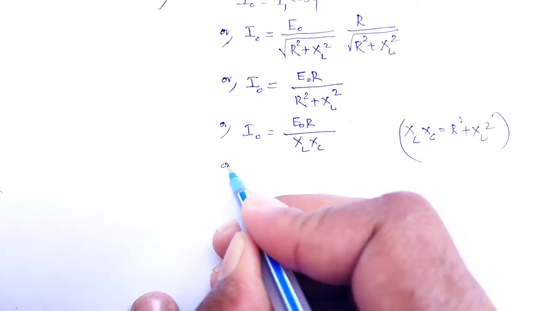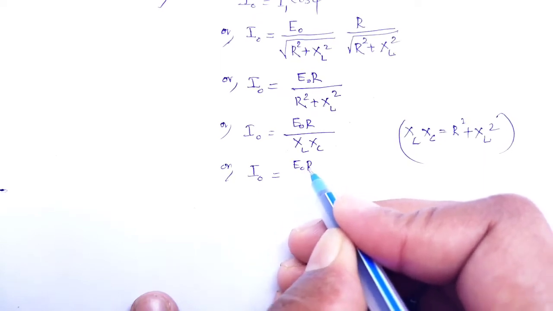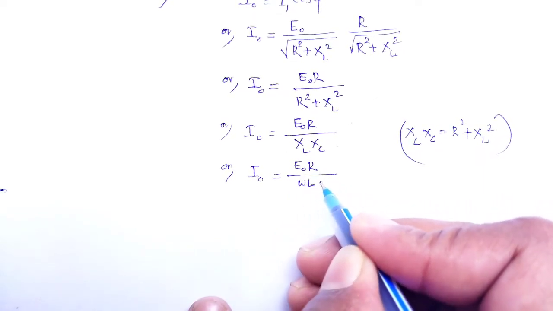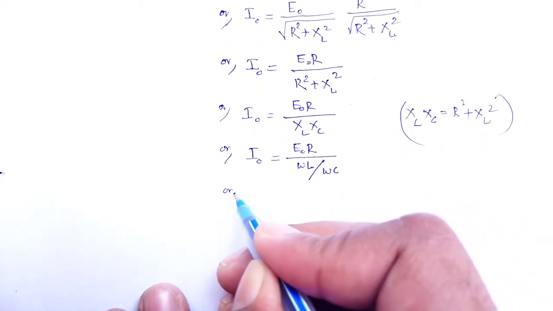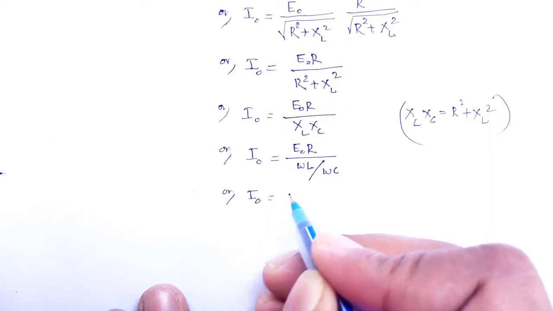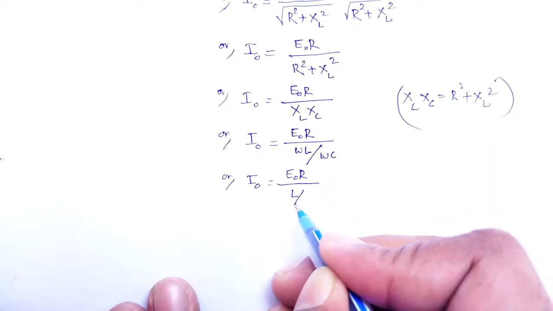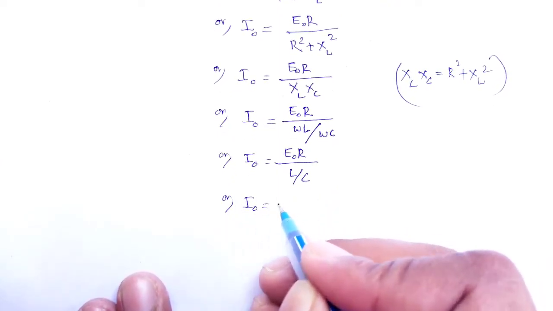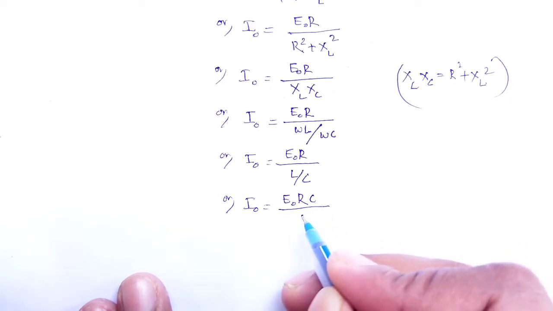or I naught is equal to E naught R divided by XL XC, that is omega L into XC, or I naught is equal to E naught R divided by L by C, or I naught is equal to E naught RC divided by L.